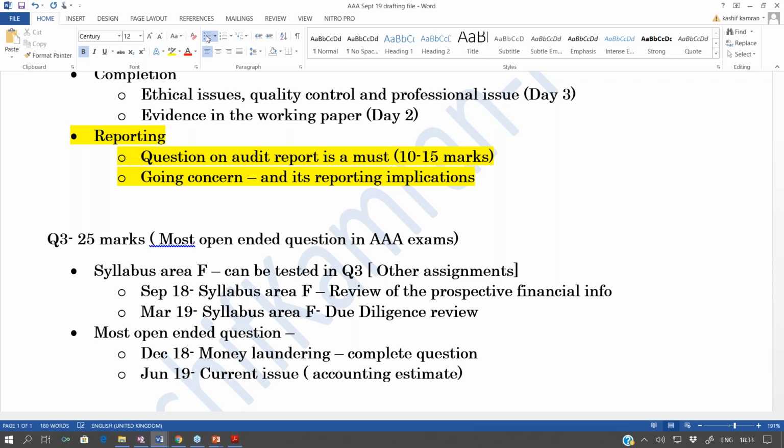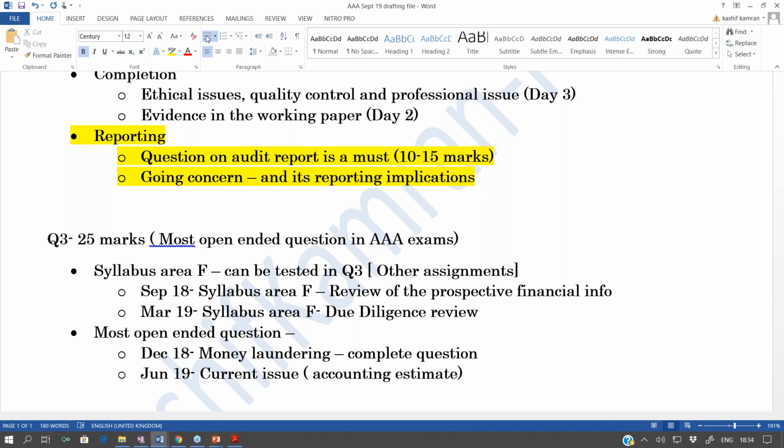So there was an article by the examiner on auditing accounting estimates, and the examiner tested auditing accounting estimates as a current issue article in the June 19 session. Now we know current issue is not a regular feature of the AAA exam. Current issue only comes in an AAA exam when the examiner writes an article.